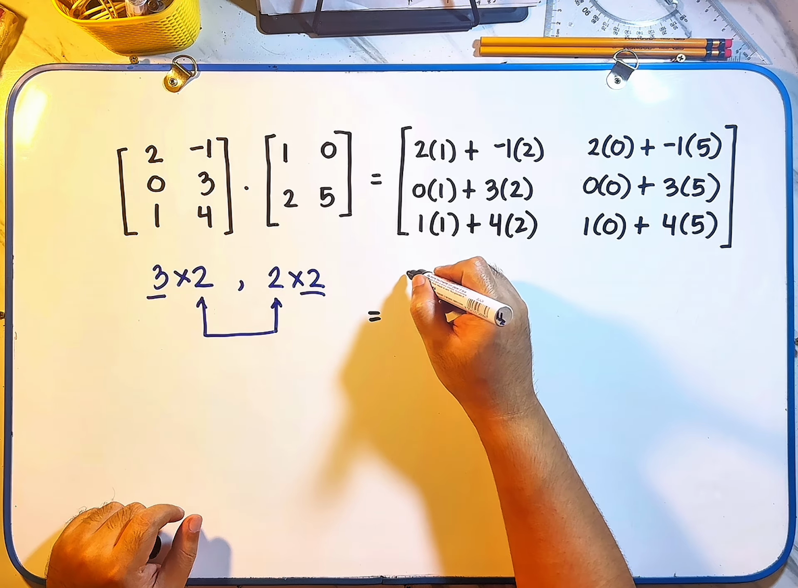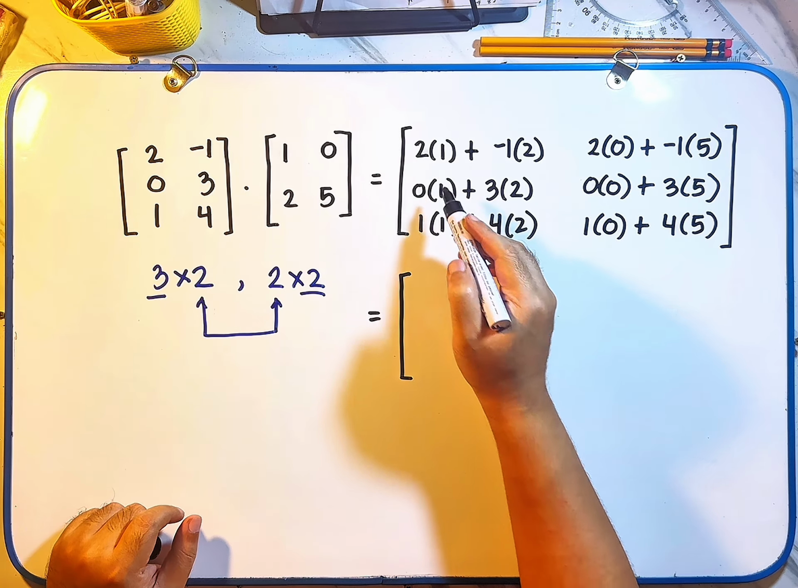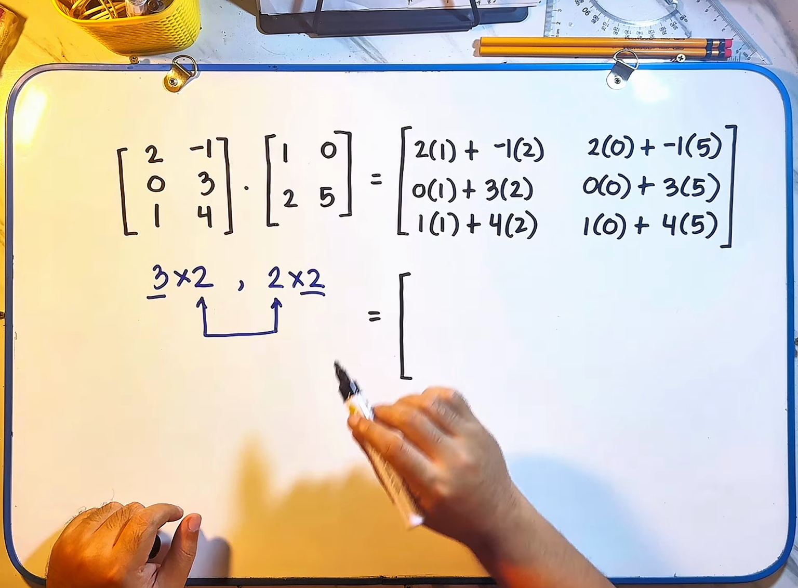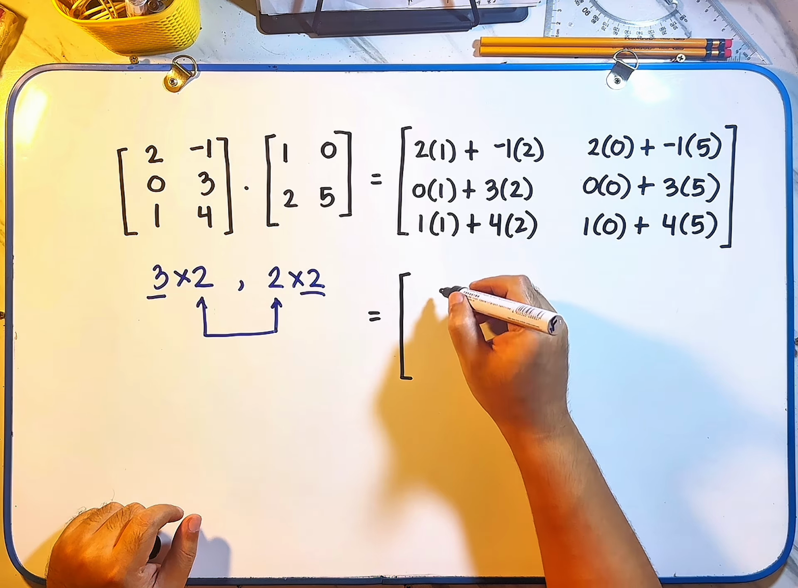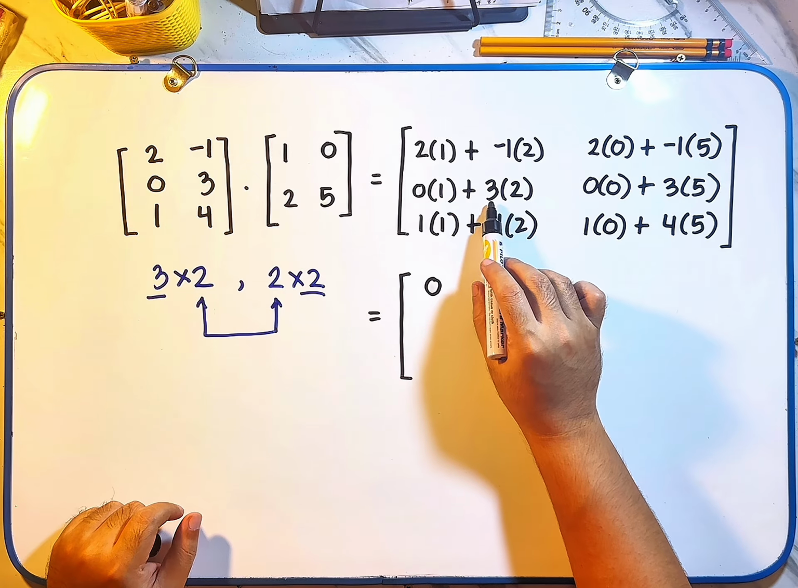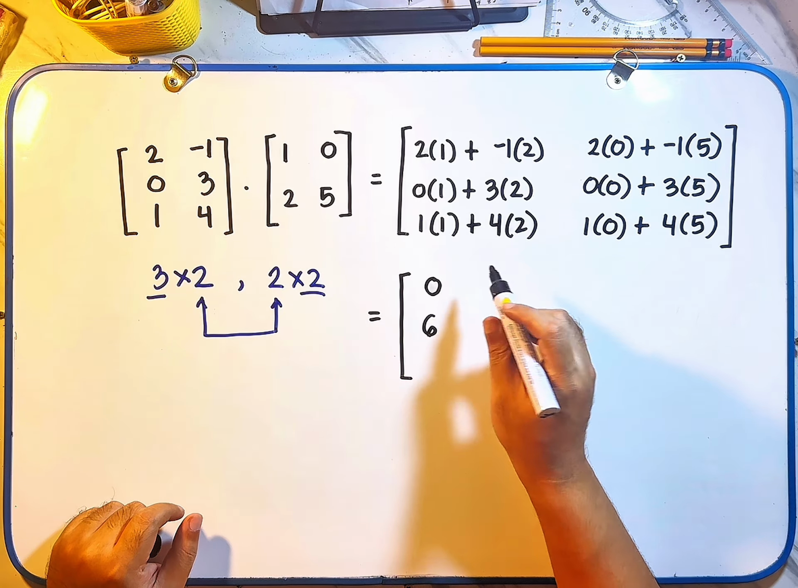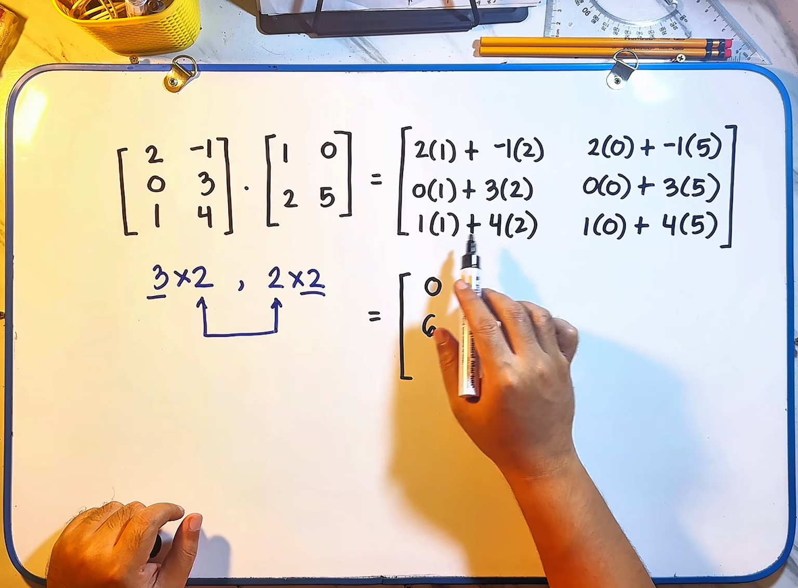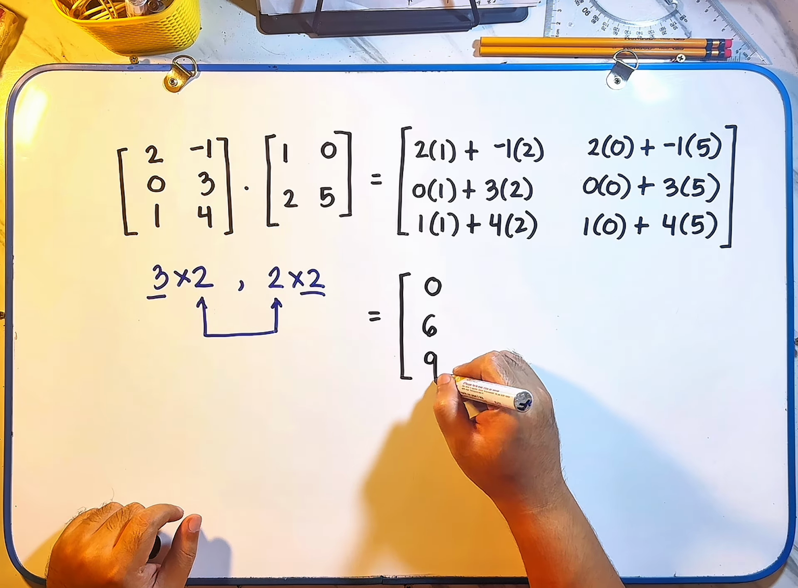Next, let's just simplify. 2 times 1 is 2, and this is negative 2. So 2 plus negative 2, that's 0. Next, 0 times 1 is 0. 3 times 2 is 6. 1 times 1 plus 4 times 2, 8. So 1 plus 8 is 9.